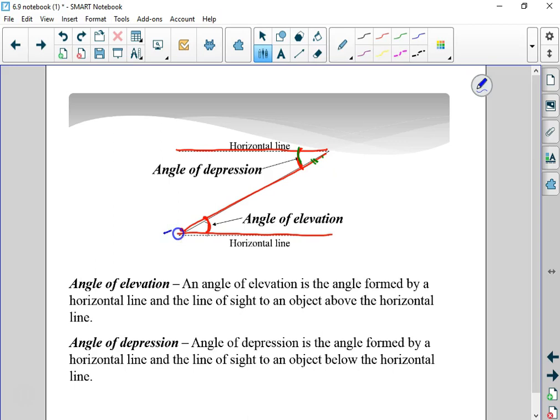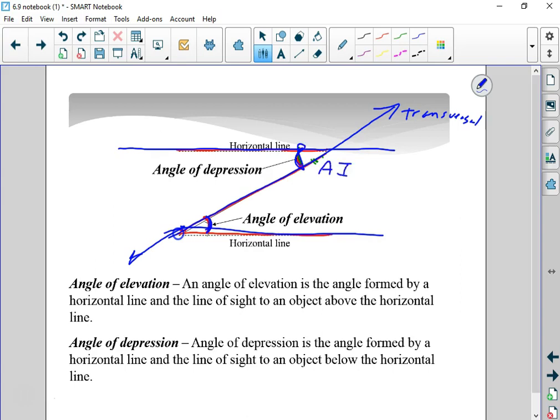If you look at the horizontal lines, if they're both horizontal, those two lines are parallel to one another. This angle, this line of sight, if you think back to last semester, that's our transversal. Okay? You want to write that down, transversal, just to remind yourself, concept. Well, that makes this angle here and this angle here alternate interior angles. Remember that?